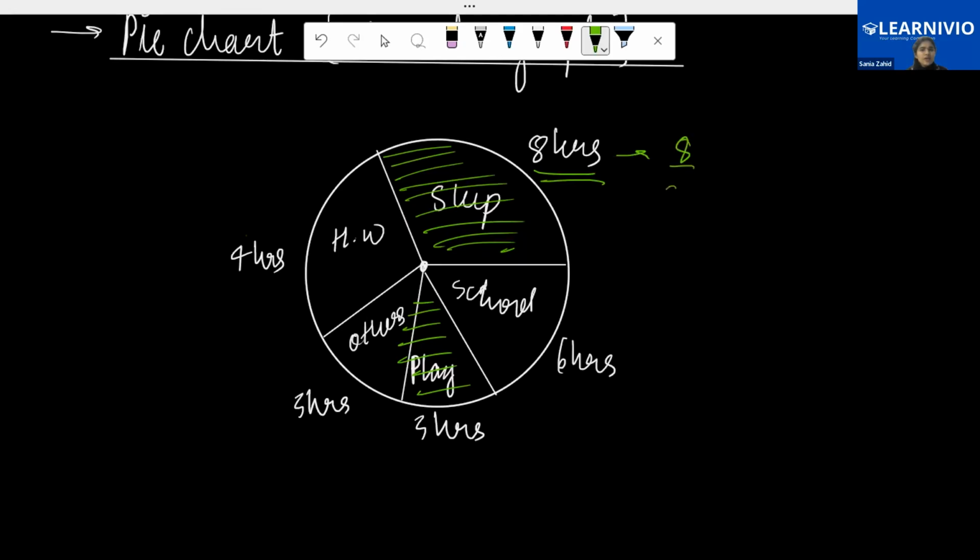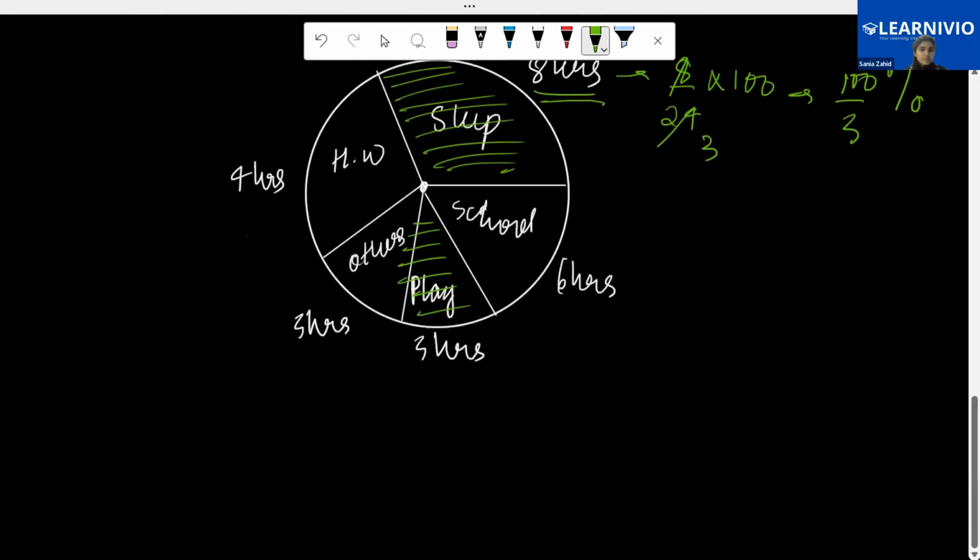It's 8 by 24. Now, can you convert this 8 by 24 into percentage as well? Into multiply with 100. Yeah, into 100 you do. So what will be your answer? 8 by 3, so 100 by 3. So approximately 33.33 percentage. Right? Yeah. This much percentage of time of the day the student is giving to sleep.